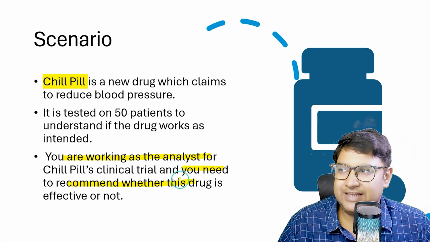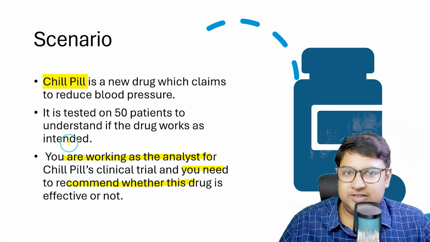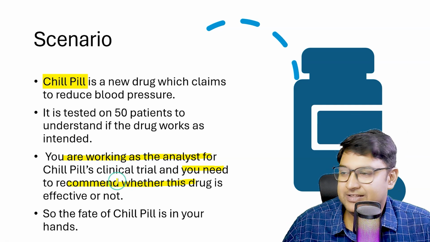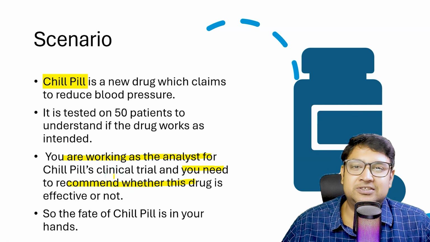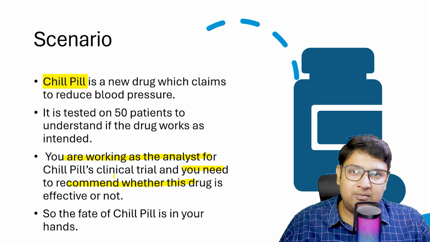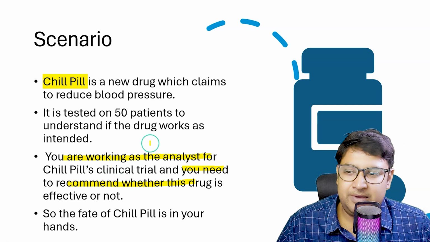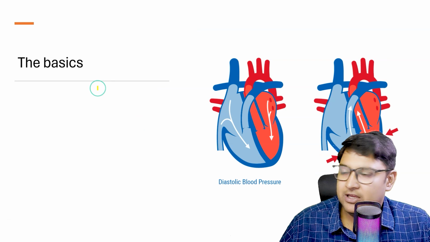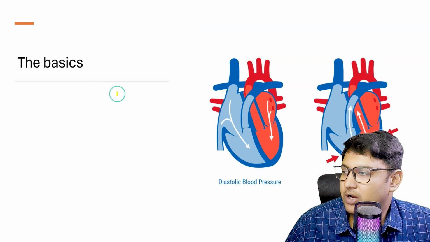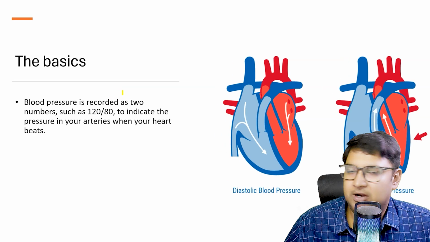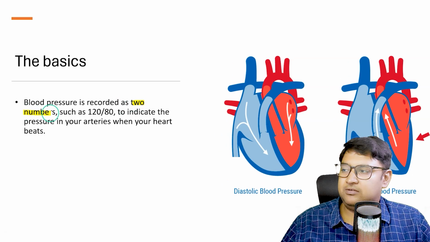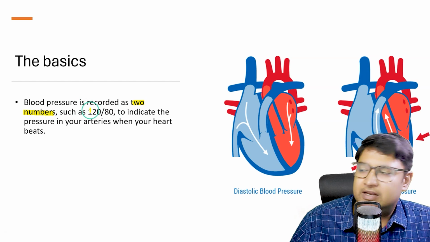So what exactly do we want to do? Obviously, Chill Pill's fate is in your hands. You are the one who will decide whether this drug is going to be launched in the market or not. So this is the scenario. Now, let me give you some basic things about blood pressure. First, blood pressure is generally measured in two numbers. It is written as 120/80, 140/60, and like this. Commonly it is used this way.